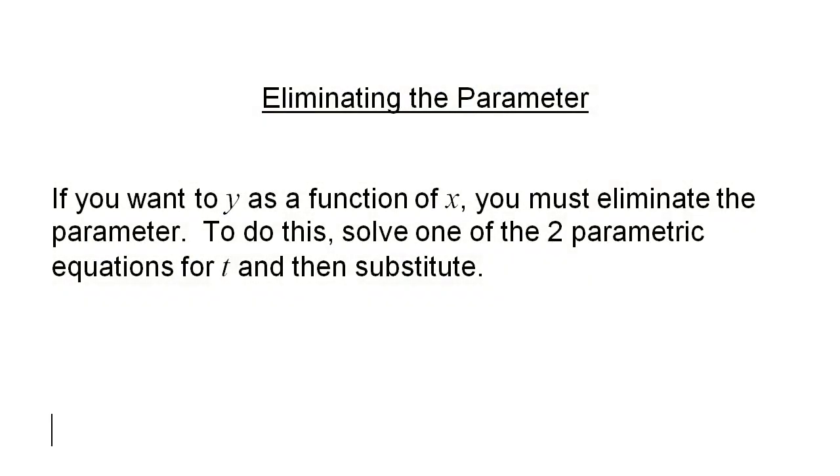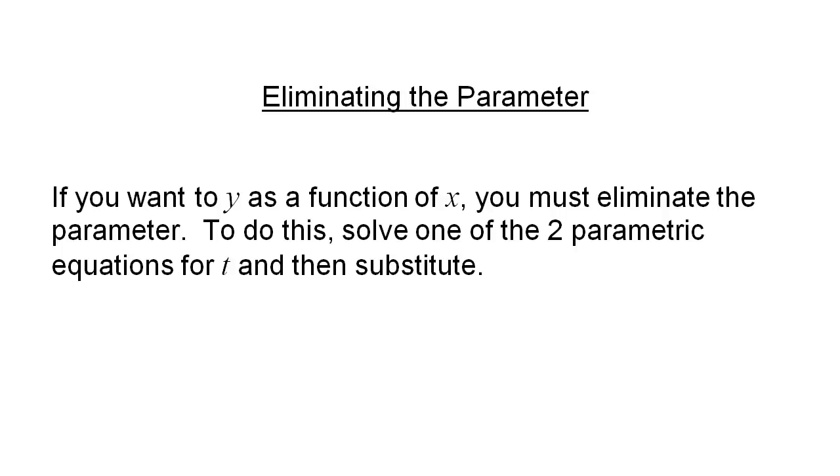Now, if we want to eliminate the parameter, let's say I've got parametric equations and I want to eliminate the parameter t. Well, if I want to do that, I'm going to solve one of the two parametric equations for t and then substitute into the other one. So let's look at an example.